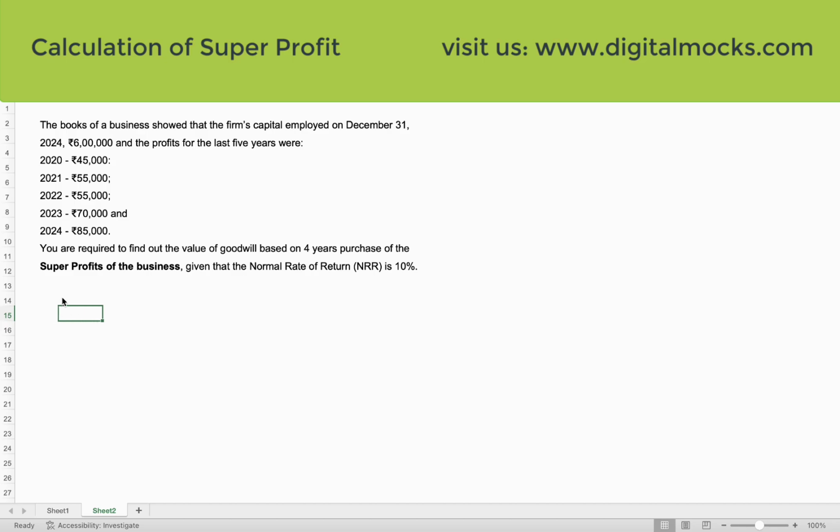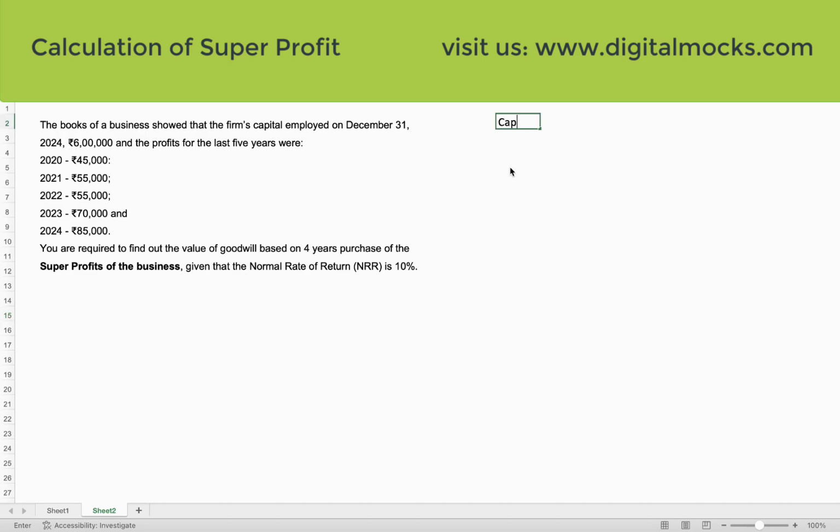To understand what super profit is and how to calculate it, I have taken one question here. We will go through the question, then we will see step by step how to calculate the super profit. Okay, so see, the question says the books of a business showed that the firm's capital employed on December 31st, 2024 is rupees 6 lakh. Right, so this is the capital employed.